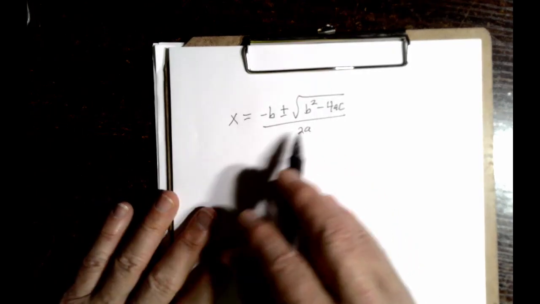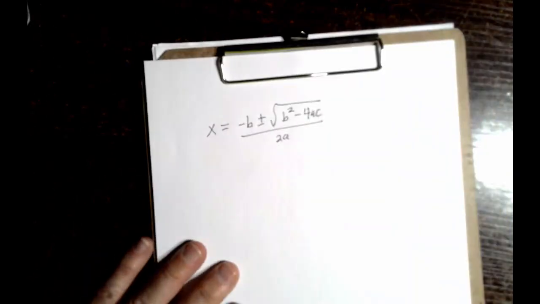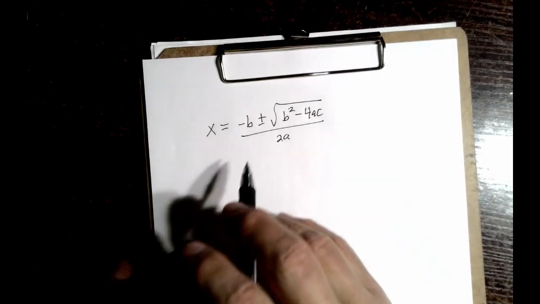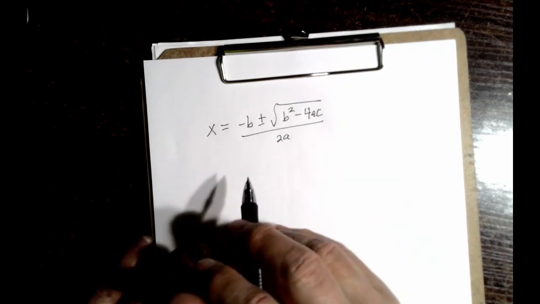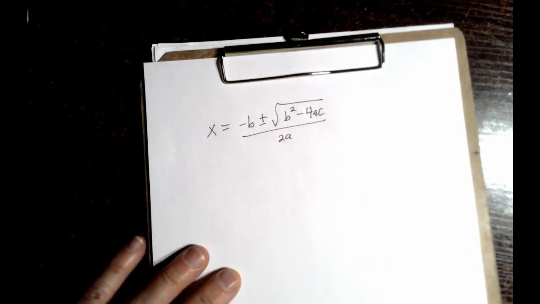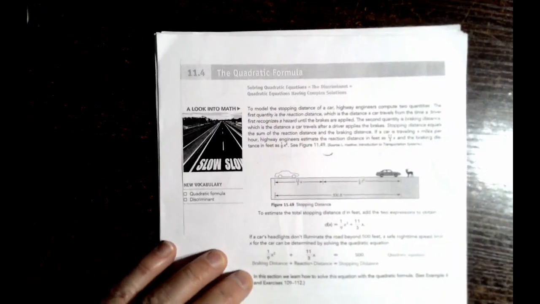Alright, but this is the quadratic formula. It's a formula you definitely need to know. I recommend you write it on a big piece of paper, put it on your refrigerator, and put it on your bathroom mirror, and you'll see it twice a day. And by the time you end up taking a test over this stuff, you'll know it.